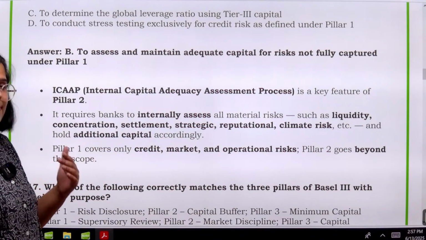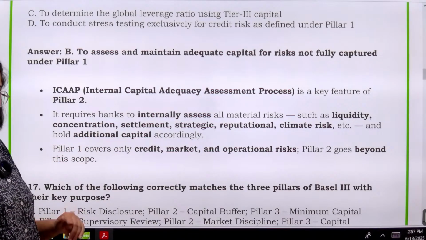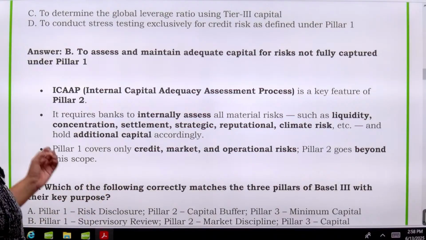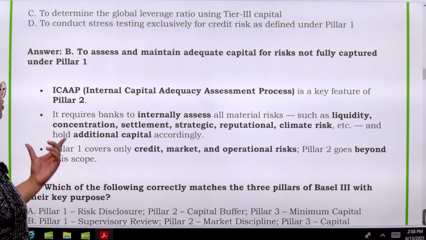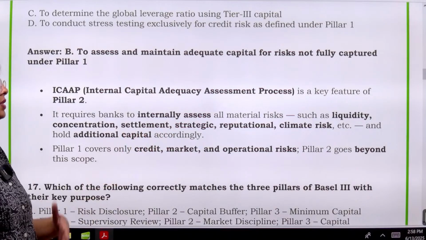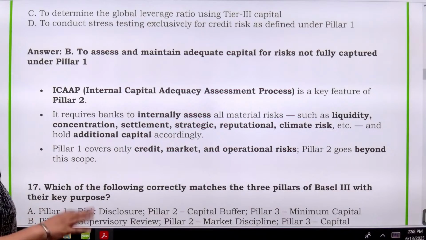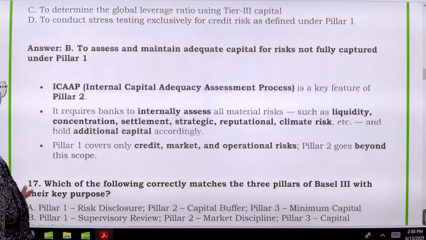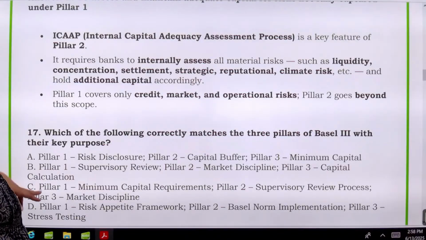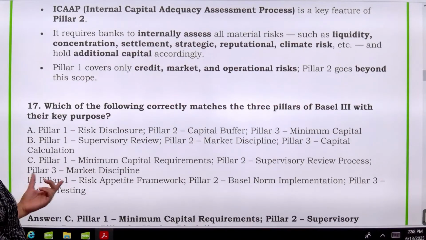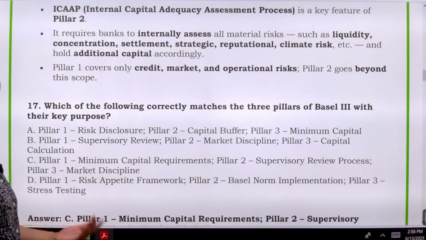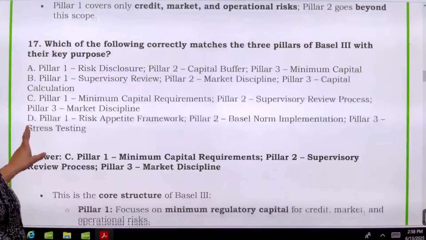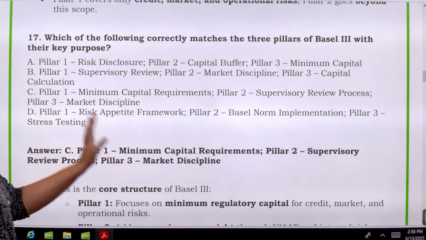It tells the bank that you should do the analysis of all such risks, and all these risks are going to differ from bank to bank. So as per your own requirements, you should hold the additional capital, because Pillar 1 covers only credit, market and operational risk. Pillar 2 goes beyond those risk scopes. You also have to remember what risks are covered by Pillar 2 of your Basel norms. So which of the following correctly matches the 3 pillars of Basel III with their key purposes? Pillar 1 is minimum capital, Pillar 2 is the supervisory review process, and Pillar 3 is market discipline. Remember that: minimum capital, supervisory review and market discipline.